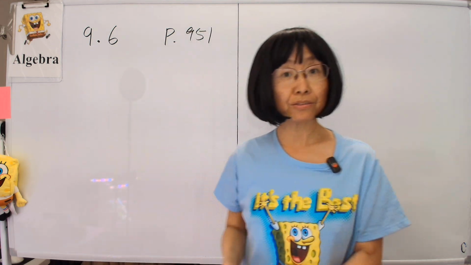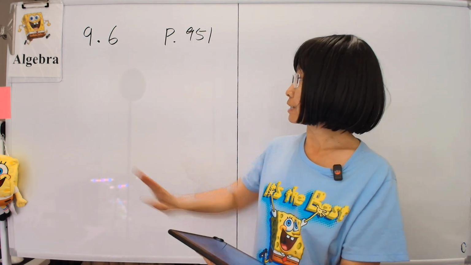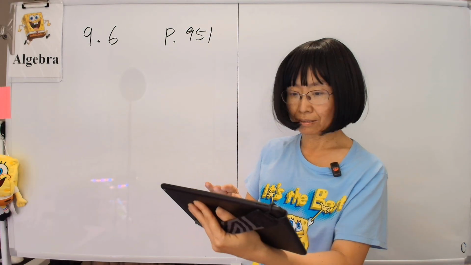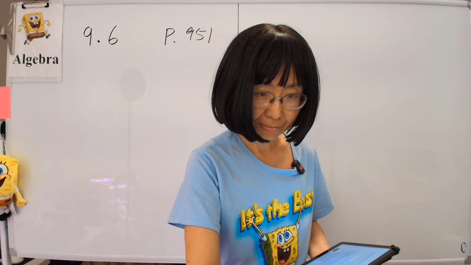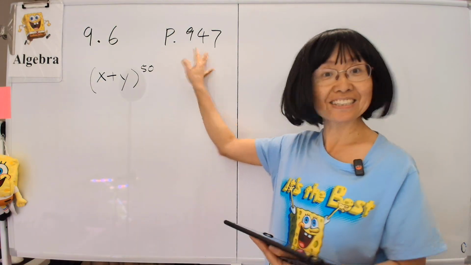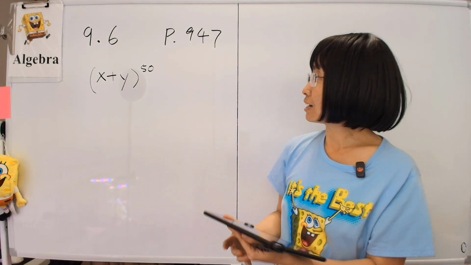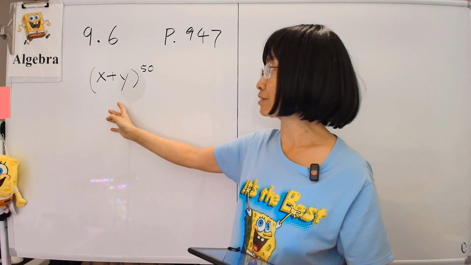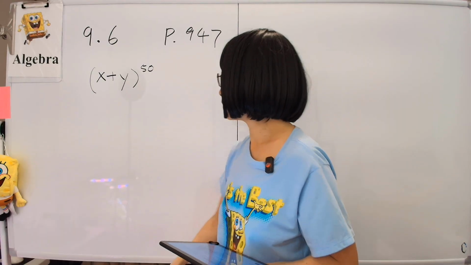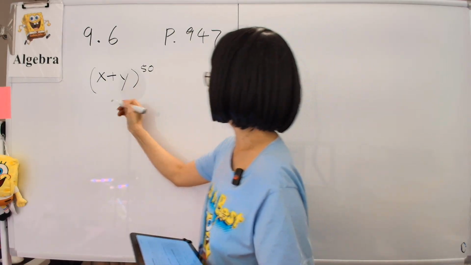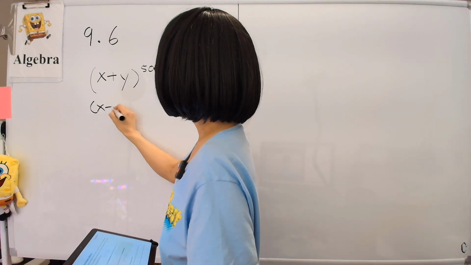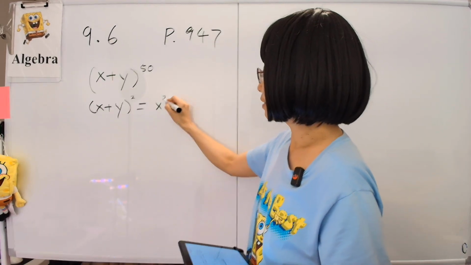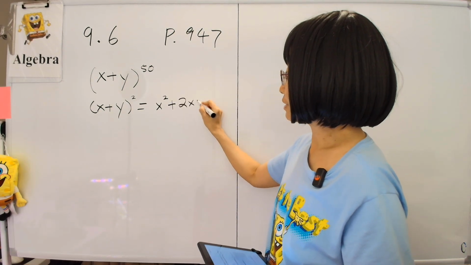Today we are going to do the binomial theorem in section 9.6, on page 947. The binomial theorem talks about how to multiply something like this out. Now we know how to multiply this if the power is, say, 2, because (x + y)^2 is equal to x^2 + 2xy + y^2.